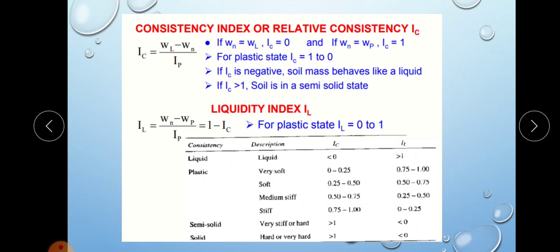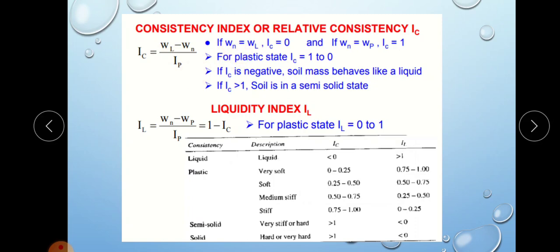Here, a negative value of consistency index is not possible, since it would indicate that the water content is greater than the liquid limit. That is not possible, so the consistency index will not have a negative value. If the consistency index is greater than 1, it indicates the soil is in a semi-solid state. In brief, the consistency index indicates the consistency or firmness of a soil, and you should learn this definition by heart: IC is equal to liquid limit minus water content in natural condition, divided by plasticity index.